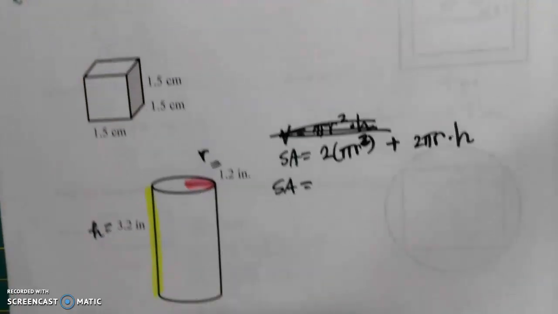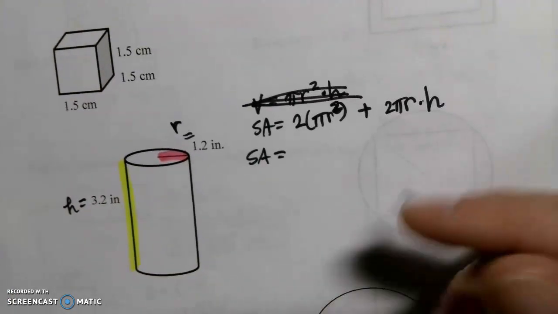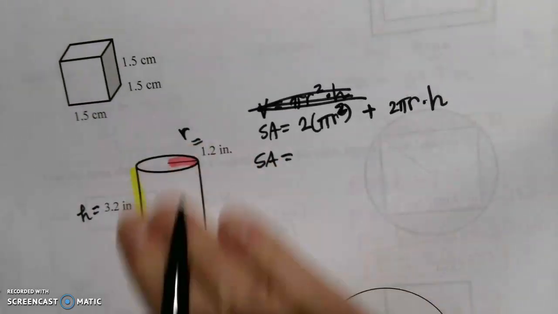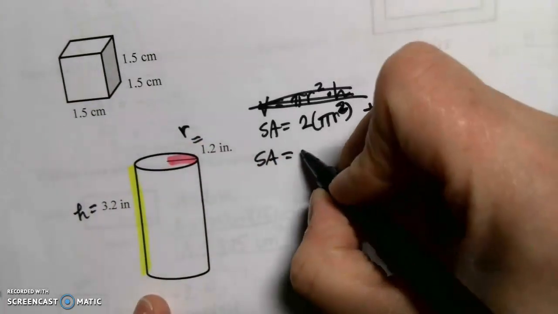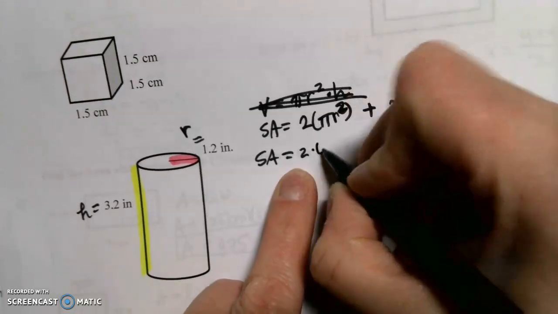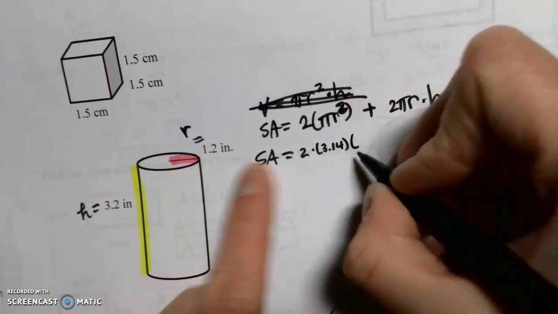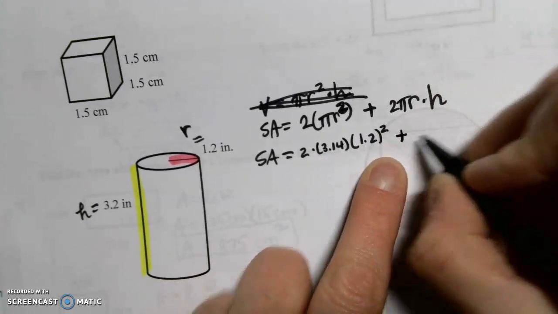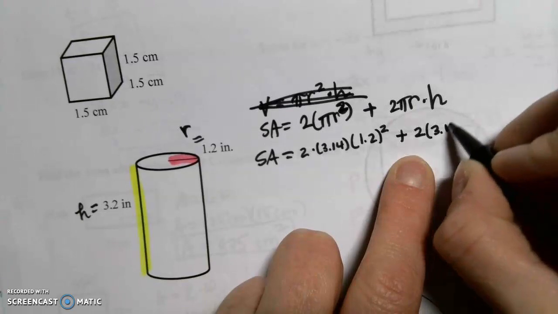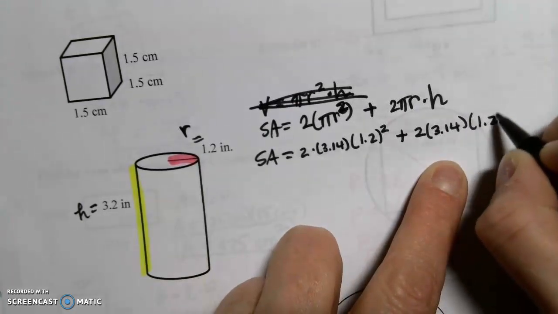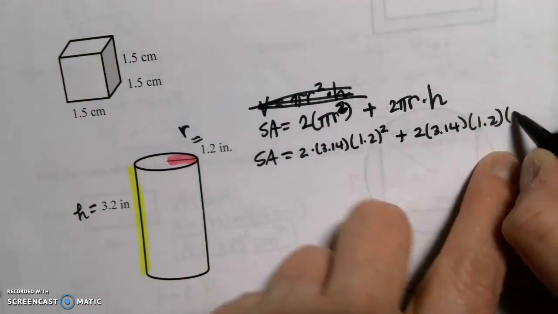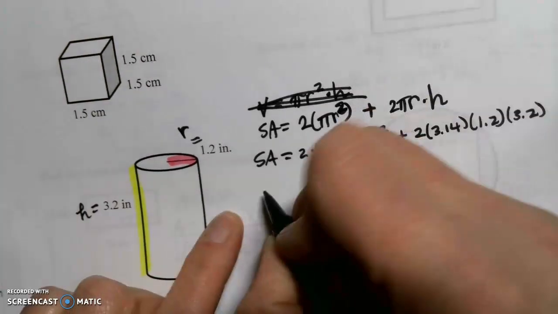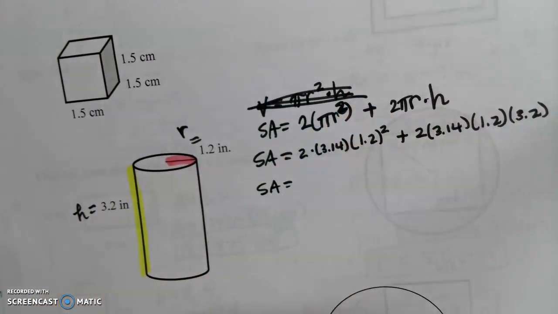All right, so we were just about ready to start filling out this so we can find the surface area of this cylinder here. So 2 times 3.14 times r, being 1.2 inches, squared, plus 2 times 3.14 times r, again 1.2 inches, and then a height of 3.2 inches. And again, we get the calculator out and do a little arithmetic on that.